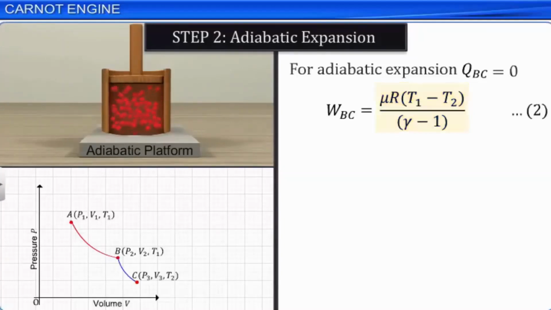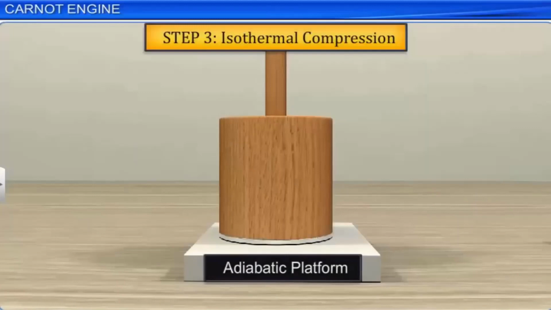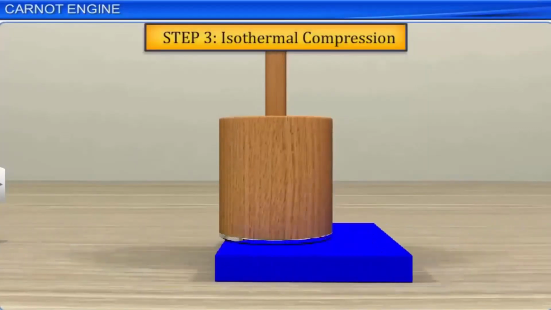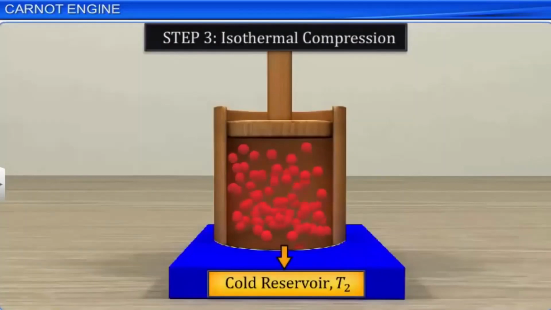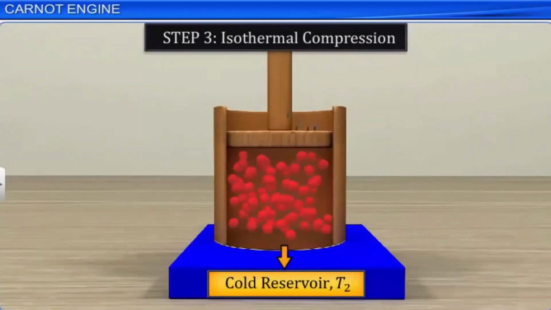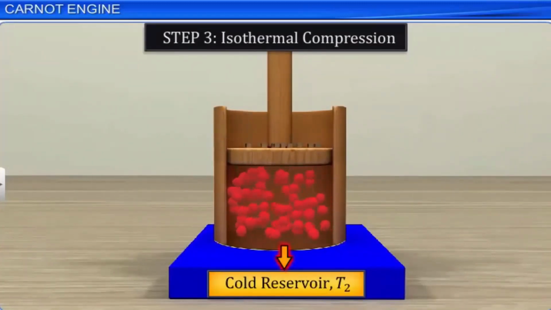Since for an adiabatic process, TV^(γ−1) is constant, we can write T1V2^(γ−1) is equal to T2V3^(γ−1). Let this be equation 3. In the next step, let us place the container on a cold reservoir, which is at temperature T2. By placing back some of the tiny weights on the piston, allow the gas to compress isothermally. In this process, the system releases heat to the cold reservoir.